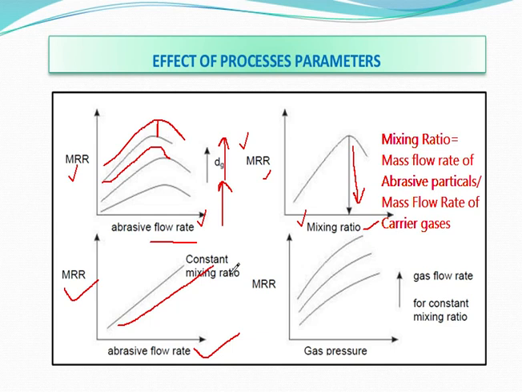So an optimum value of mixing ratio that gives maximum MRR is predicted by trial and error. It is a trial and error method, you can go with that.